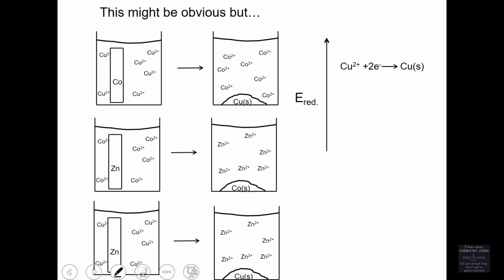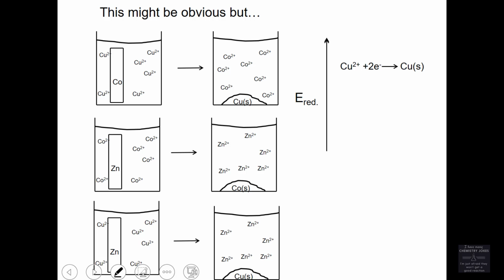So we can write out the reduction reaction for copper, and we can compare a couple of things. This reaction compared to that reaction, copper takes electrons from cobalt and copper takes electrons from zinc. So it means copper is more easily reduced than cobalt or zinc. So it would belong highest on our list here.